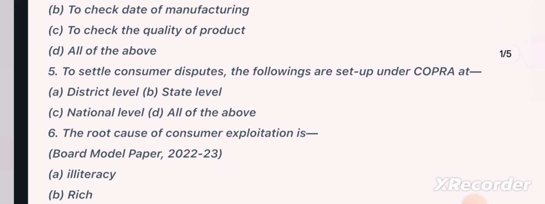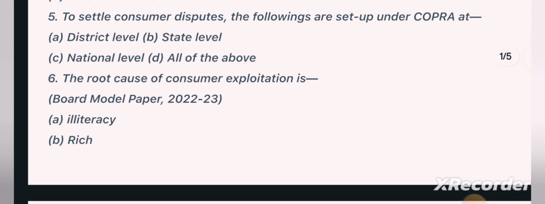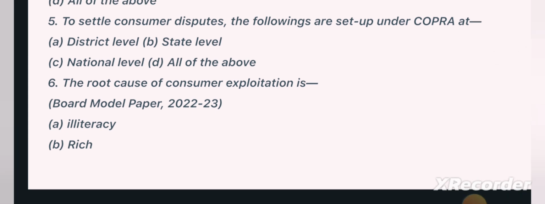D. All of the above. Fifth, to settle consumer disputes, the following are set up under COPRA: A. District level, B. State level, C. National level, D. All of the above.